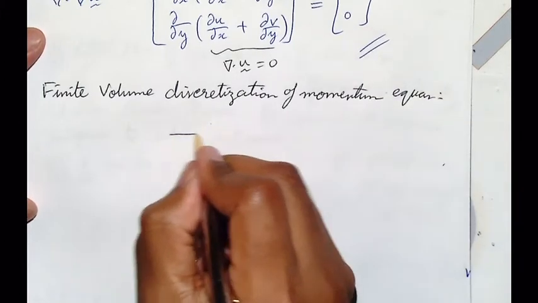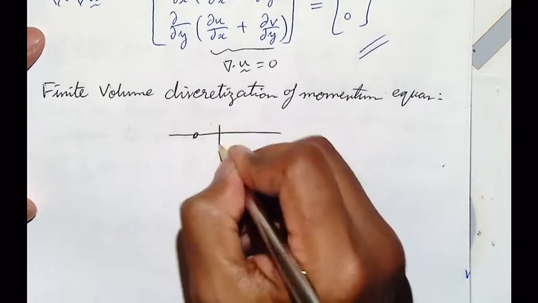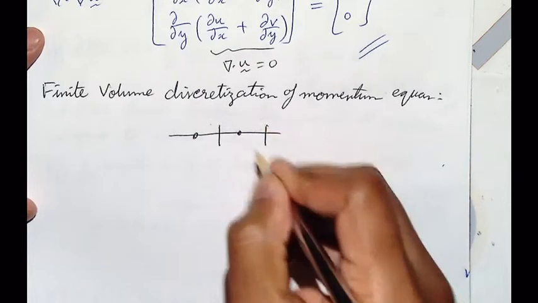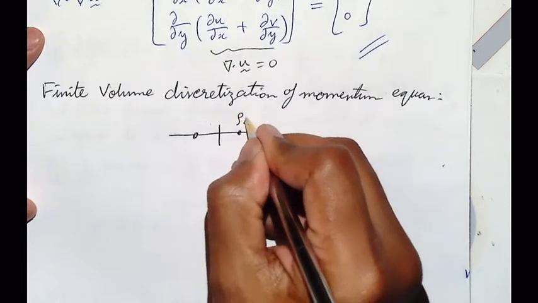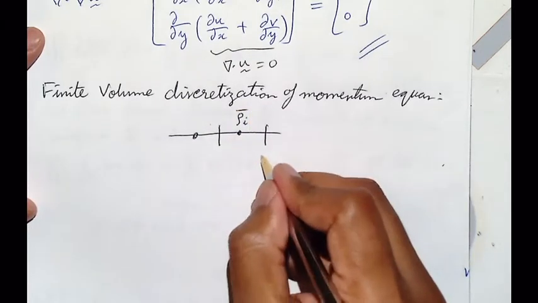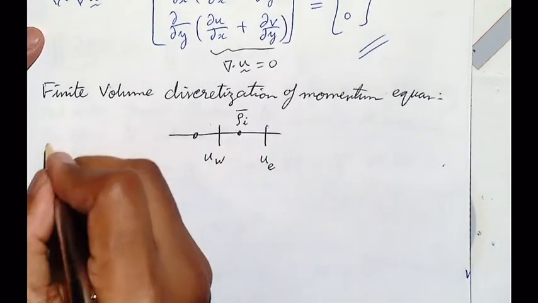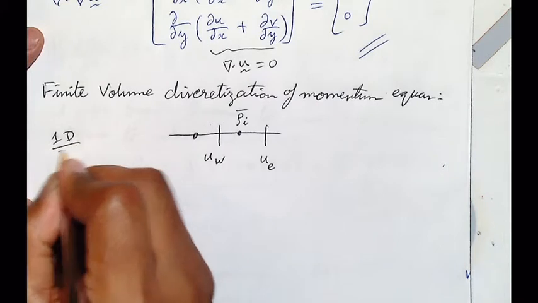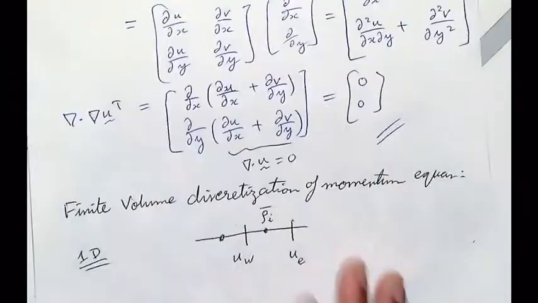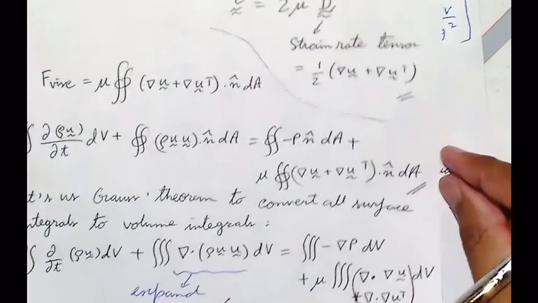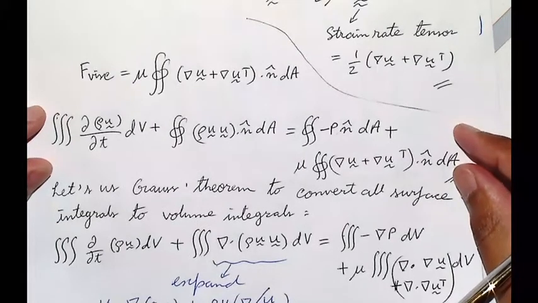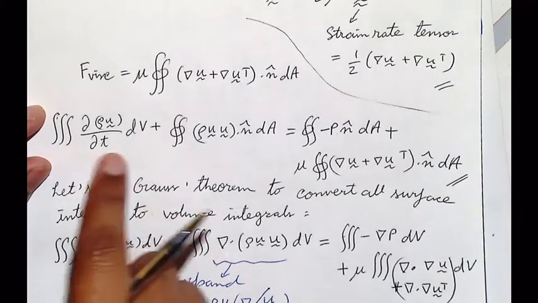And again, let's always draw our cells because that helps us keep track of what goes where. So rho I would go here, u east would go here, u west would go here. And let's do this in 1D. Okay, so let's use this equation we wrote here, and you tell me one by one, what does this term become?